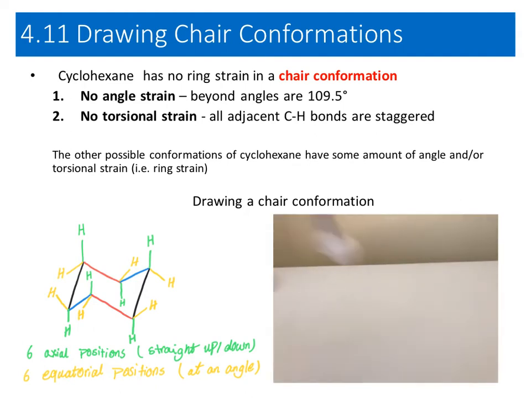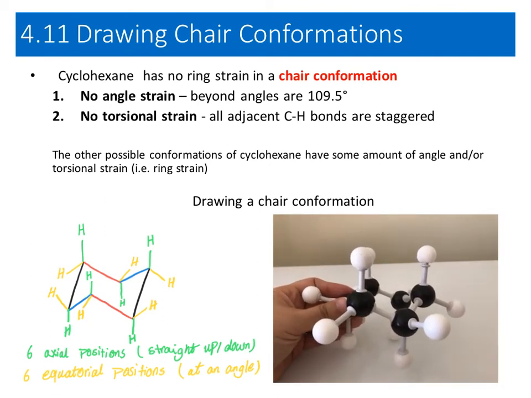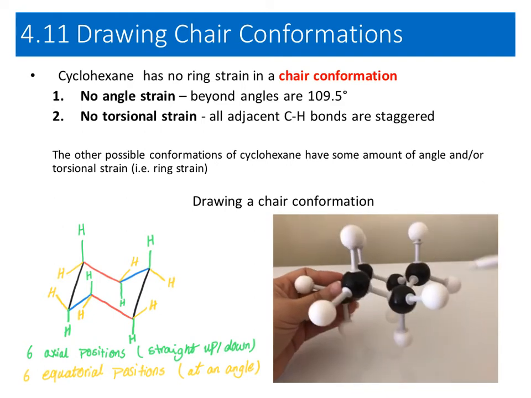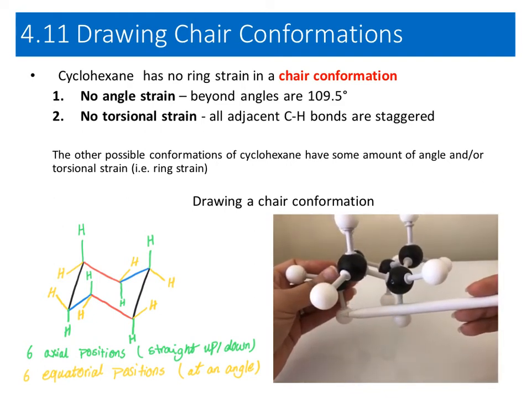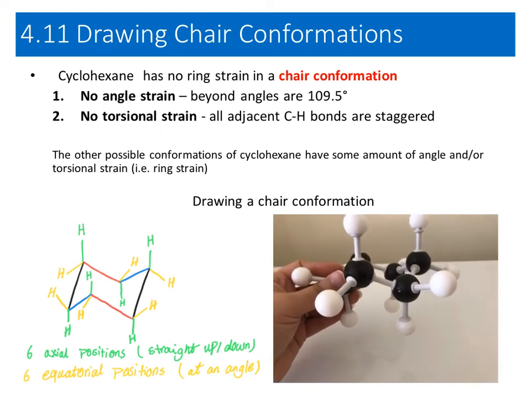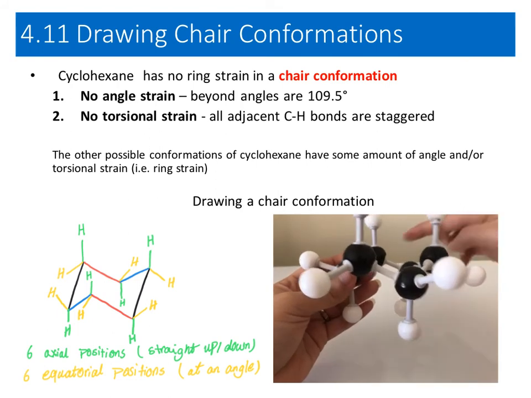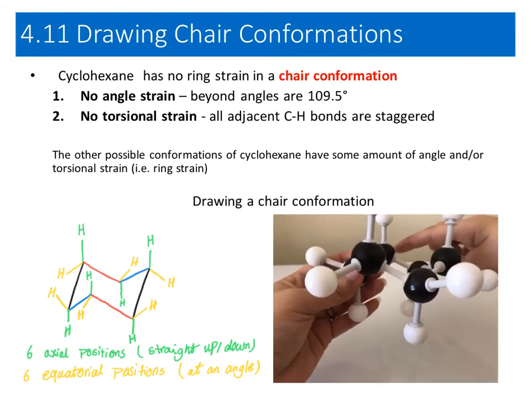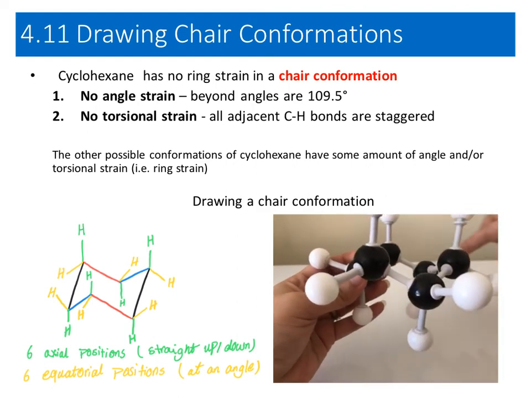Now we have 6 axial and 6 equatorial positions. So we have 1, 2, 3 axials up, and 1, 2, 3 axials down. We also have 6 equatorial positions, so basically they are arranged in the equator of the ring. That's why we call them equatorial.